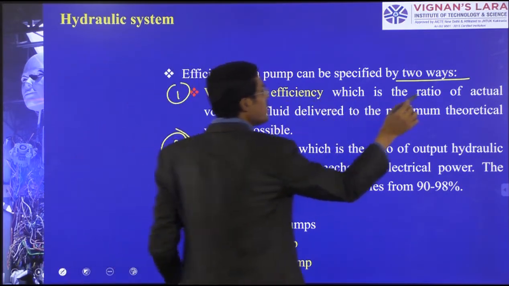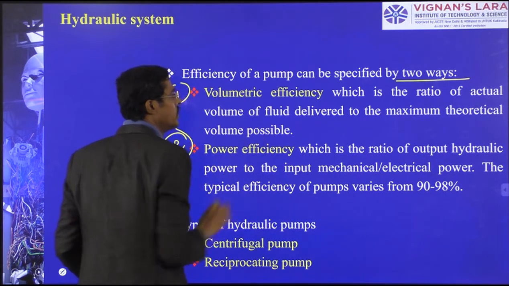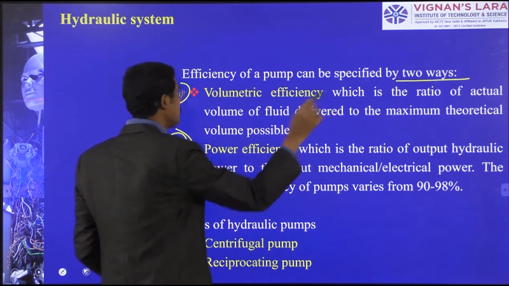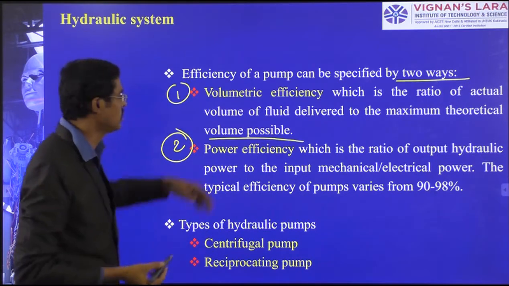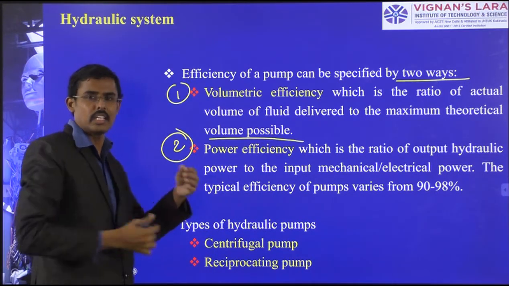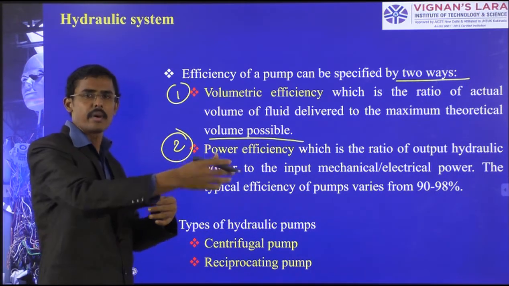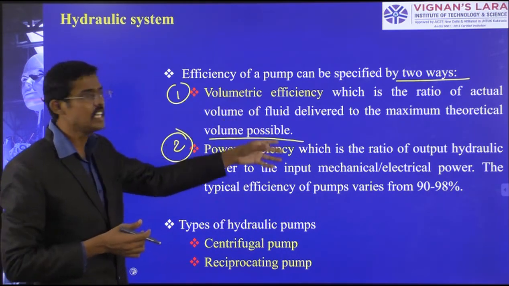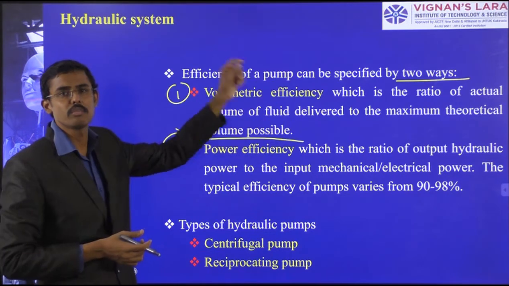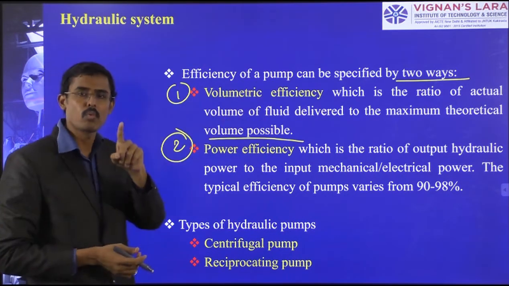Volumetric efficiency is the ratio of the actual volume of fluid delivered to the maximum theoretical volume possible. By calculation it differs from practice, so the ratio between the theoretical output and the practical output is the volumetric efficiency. So we are identifying the efficiency of the pump using the volumetric efficiency, number one.